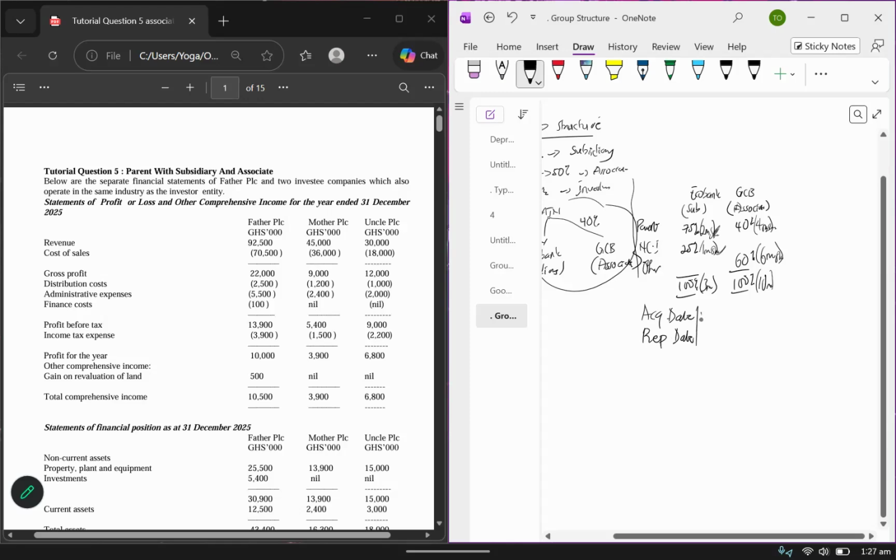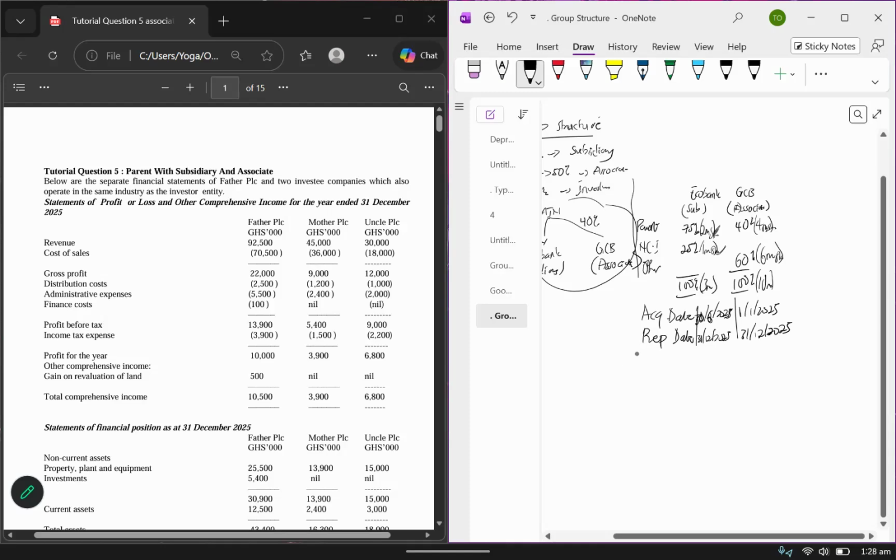Then maybe they acquired this one on 1st January 2025. Let me say 1st June 2025. Let me use 30th June 2025, and it's simple. And then the reporting date is 31st December 2025. And then when you come here, under the associates, maybe we acquired that one on 1st January 2025, and the reporting date as usual will be 31st December 2025.